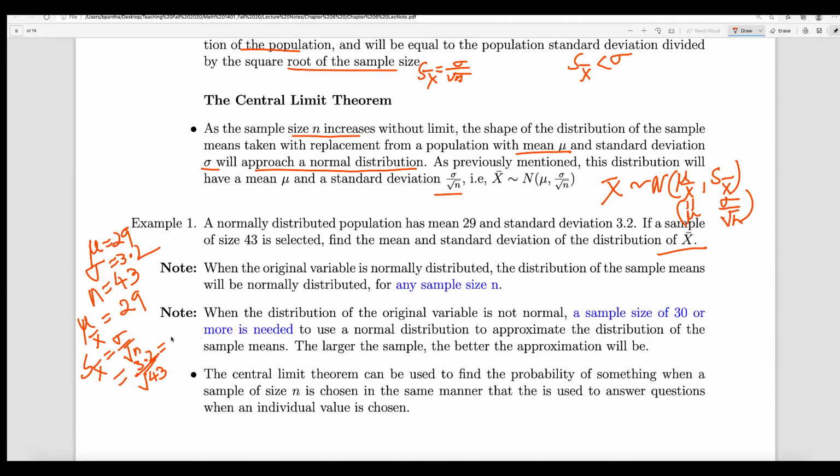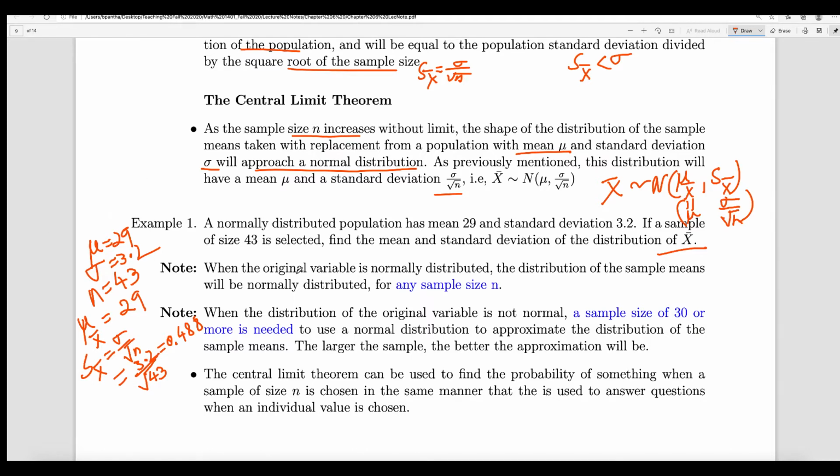You will get 0.488. Did you see that? The standard deviation of the sample means is smaller than the standard deviation of the population. But the mean of the sample means is equal to the mean of the population. That's what it is saying. Now, let us read these two notes.